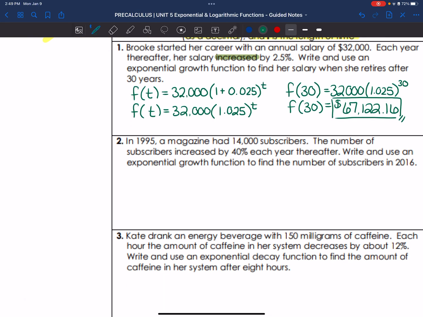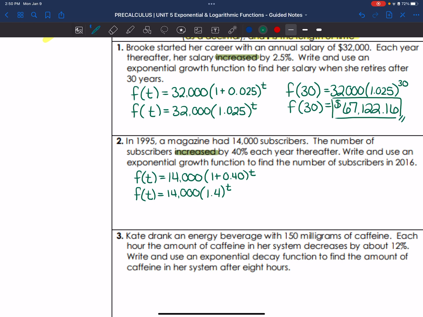All right, number 2. In 1995, a magazine had 14,000 subscribers. The number of subscribers increased by 40% each year thereafter. Write and use an exponential growth function to find the number of subscribers in 2016. Ladies and gentlemen, is this going to be exponential growth or exponential decay? Well, based on this word increased, we know it is exponential growth. So we have a function with respect to time with an initial amount of 14,000. We're going to add our rate of 40% expressed as a decimal to 1. So this simplifies, and our rate would be 1.4, which is greater than 1. So that is representative of exponential growth.